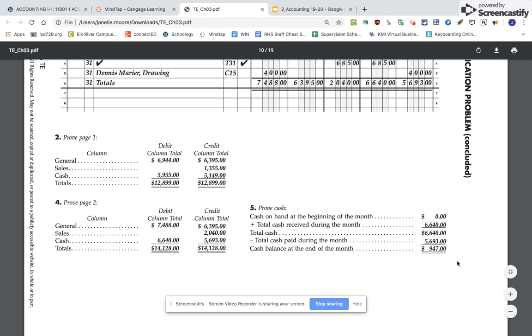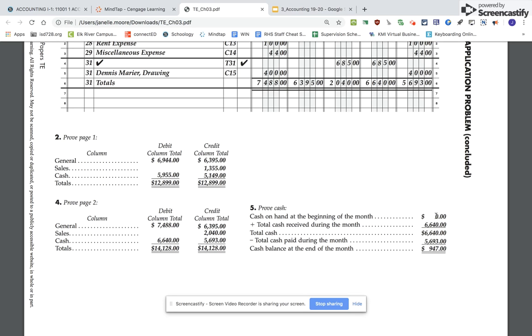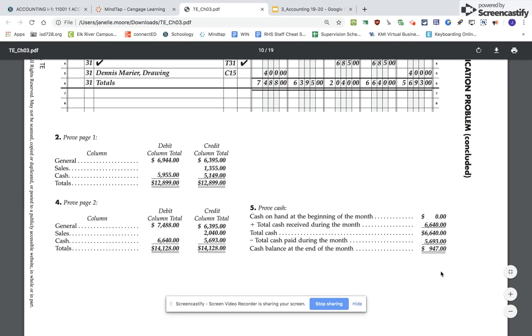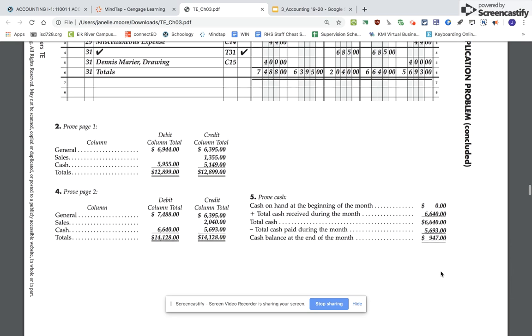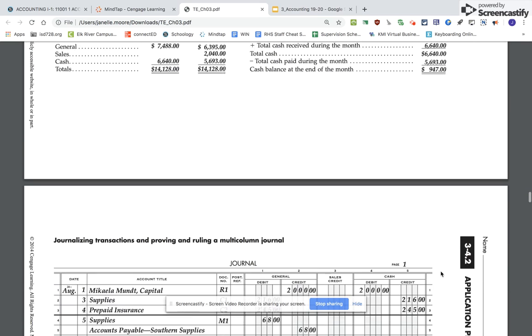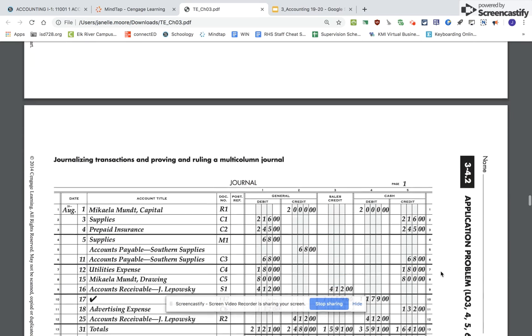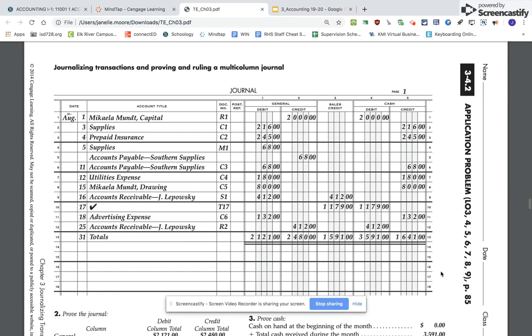Same for the second page. And then we're going to compare our cash balance. So in this example, we see $0 at the beginning of the month. That's not usually typical, but we have received cash during the month. That's going to be, if you look up here, your cash debit, total cash, and then subtract out your cash credit. So the remaining cash balance for the month of March is $947.